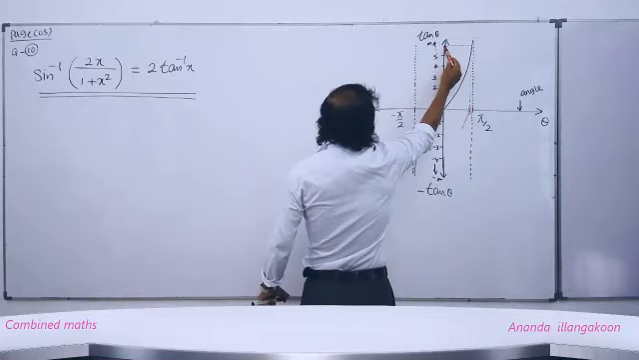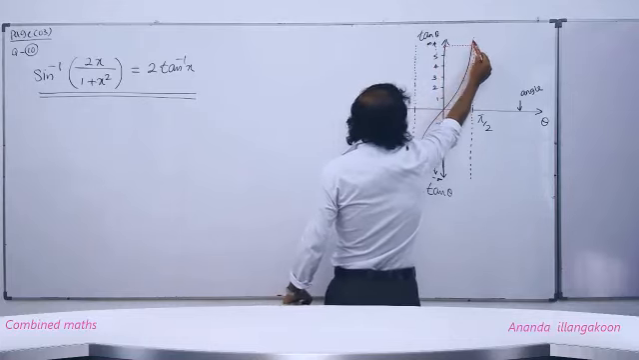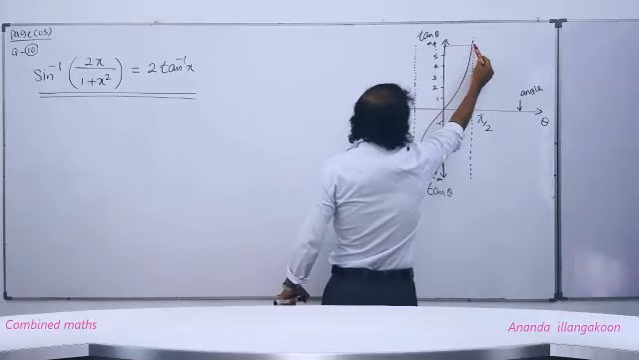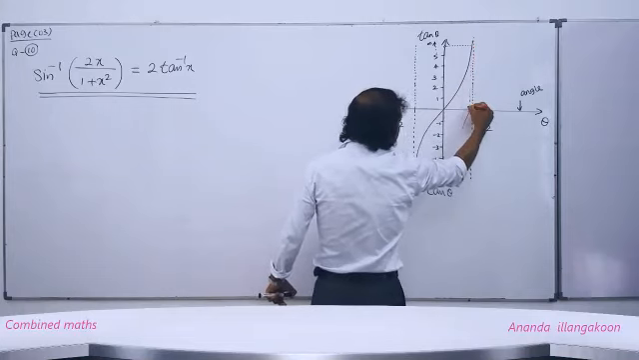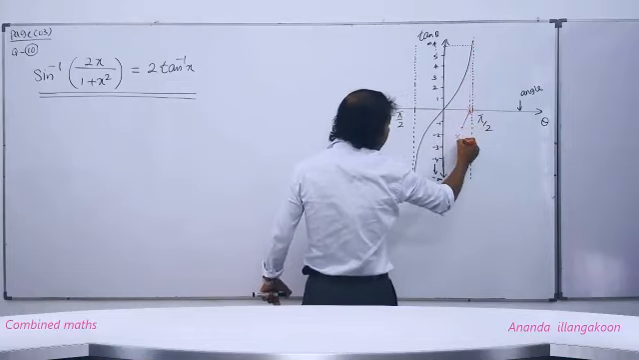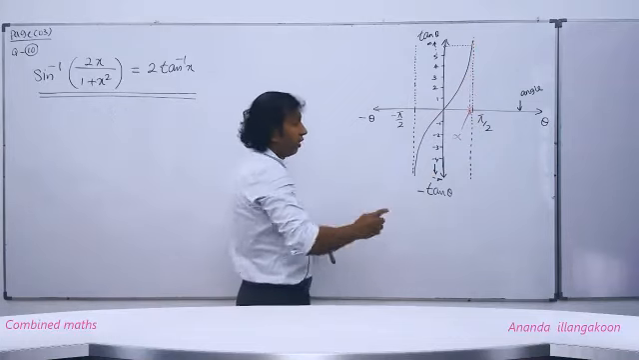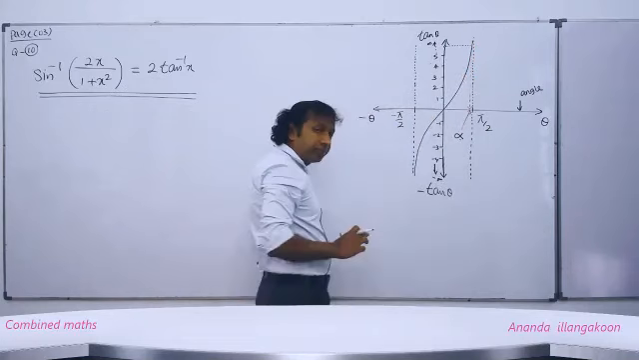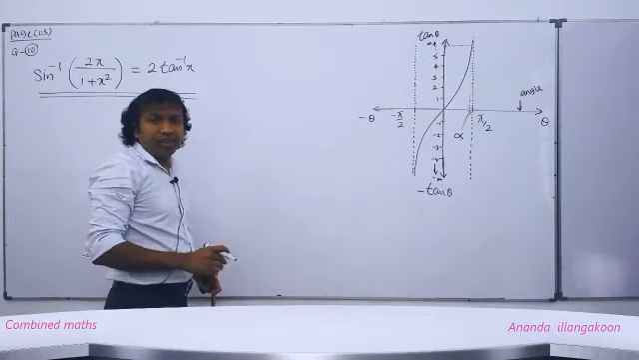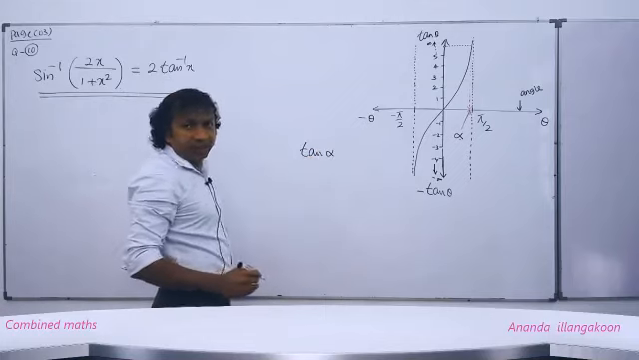Here we have 100,000. From there we go along a horizontal line until that line meets the graph. From that point of intersection we go along a vertical line until it meets the angle axis. Then you will find there is an angle. If I take this angle as alpha, tell me the relation between this alpha and this 100,000. Tan of this angle alpha is equal to 100,000.